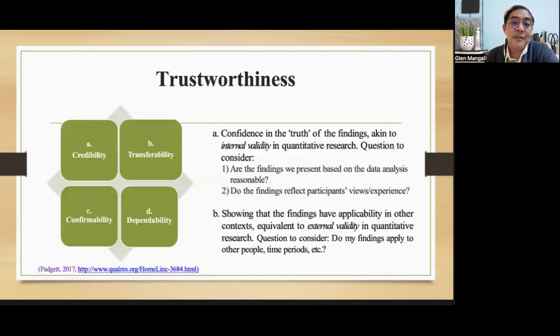Trustworthiness refers to the confidence in the truth of the findings. Meaning to say, when you think of trustworthiness, we are ensuring its internal validity. Are the findings we present based on the data analysis reasonable? It also answers the question, do the findings reflect participants' views or experiences? Trustworthiness is also one way of showing that the findings have applicability in other contexts. So that will move towards external validity. And the question we want to answer here is, do my findings apply to other people, time periods, and so on and so forth?